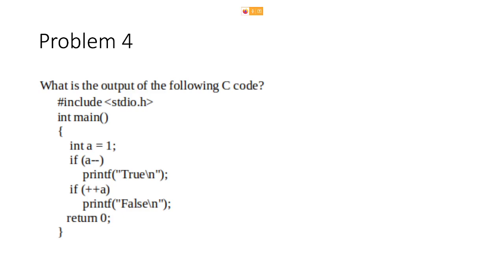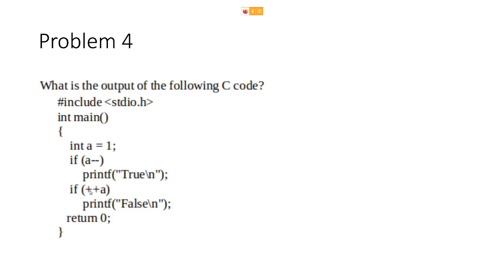Yeah, that's right. So this first one is a post decrement, which means that first it is going to use the original value of a for condition checking, which is 1. So this if statement is actually like if of a. So if of a is like if of 1, which will be true. So this printf statement will be executed. It will print true, but after that the value of a will become 0 because it was decremented.